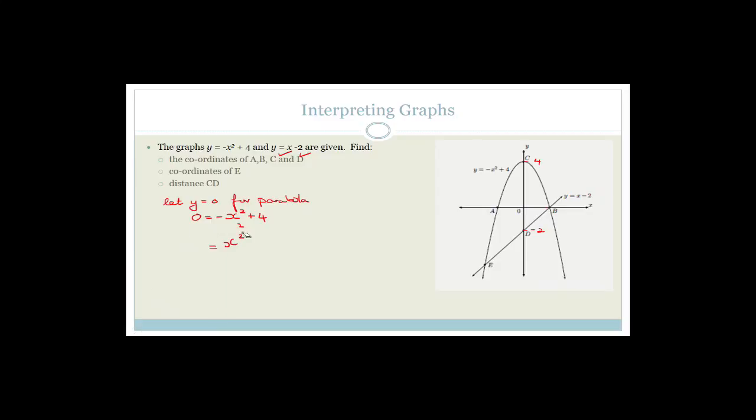Forget I said this. I'll show you why I don't like that method. Okay, do you agree that nobody likes a minus in the front? So what we're going to do is divide the whole thing by minus. So we get 0 is x squared minus 4. Now, do you see that's a difference of two squares? So therefore, this becomes x minus 2, x plus 2 equals 0. Therefore, x equals minus 2 or x equals plus 2. And I'll show you why I stopped doing it the other way in a minute. Okay, so that's plus 2.